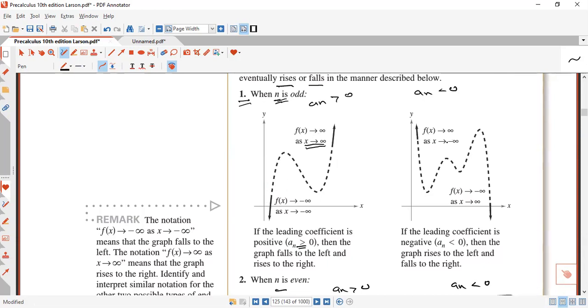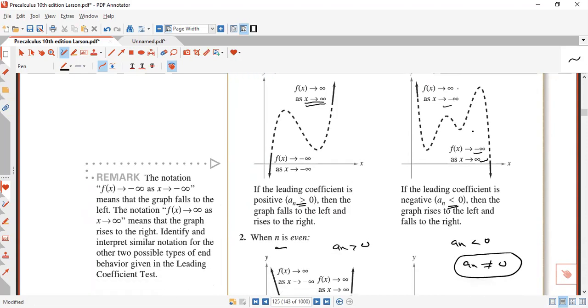In the same way, if our leading coefficient is negative and n is odd, we have a reverse relation. If x tends to positive infinity, the function will go to negative infinity, and if x goes to negative infinity, the function will go to positive infinity.